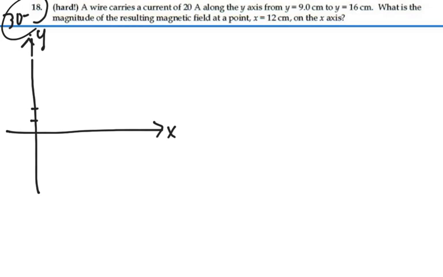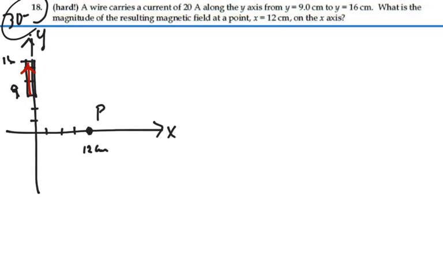Let's imagine here's 9 centimeters on the y-axis and 16. So we've got a wire running from 9 centimeters to 16 centimeters on the y-axis, and the direction of that current would go in the positive y direction like so. Then we want to find the magnetic field at a point that is 12 centimeters on the x-axis, or our point of consideration is P right there.